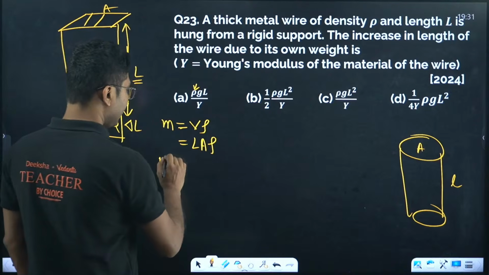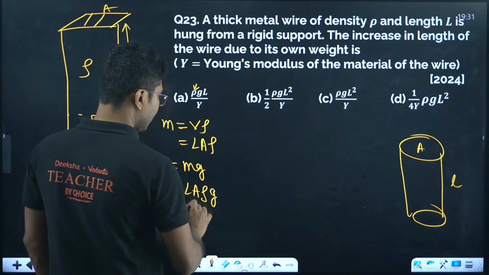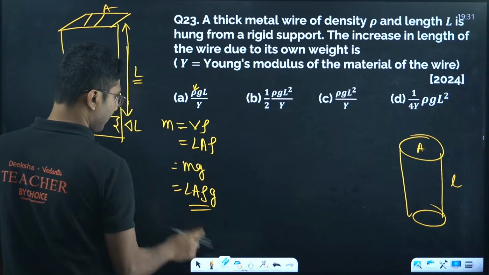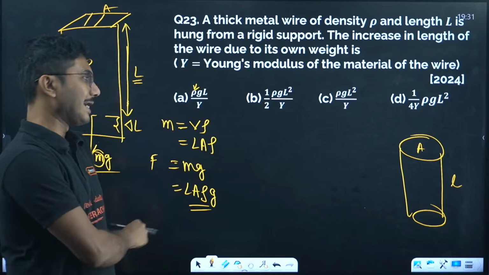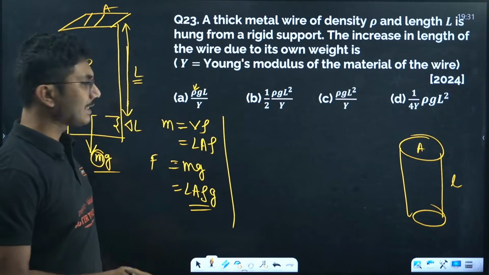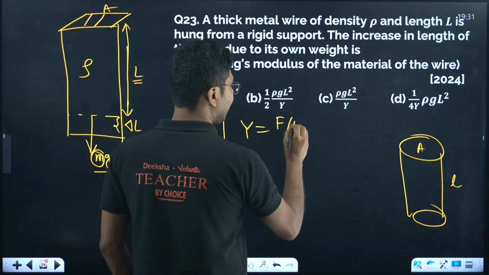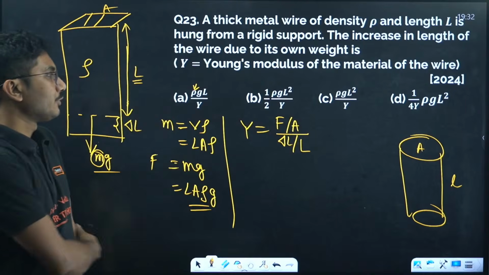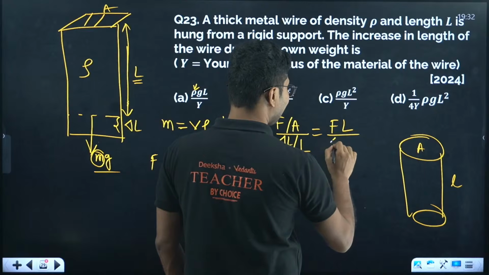So what is the weight? Weight is mg, which is L A rho into g. This is the weight, so this is the force that is acting. Force acting here is mg, which is L A rho g. That's it. If you understand up to this point, everything else will follow. Next part is Young's modulus. Young's modulus is given by force divided by area, divided by delta L divided by L. So this is the Young's modulus. If you simplify that, you will get F into L divided by delta L into A.